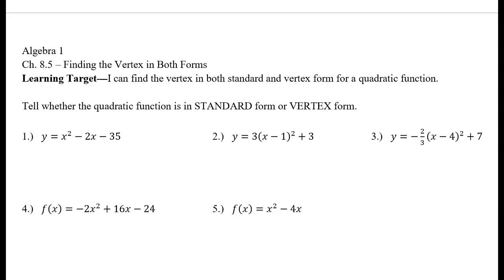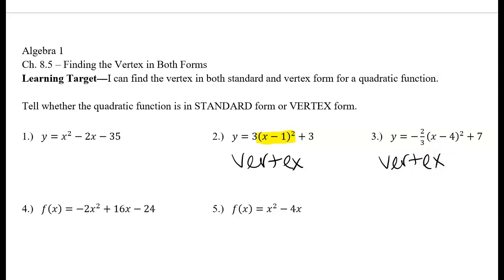I'm looking at number 2, and the qualifications I just mentioned: you've got parentheses, and this number outside being added or subtracted. To be fair, if that number isn't being added or subtracted on the outside, that doesn't necessarily stop it from being in vertex form. Really what you're looking for is the parentheses squared. So this is considered vertex form, and the next one that's in vertex form is number 3. Both of these are in vertex form.